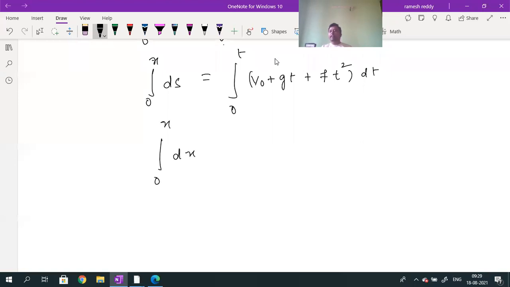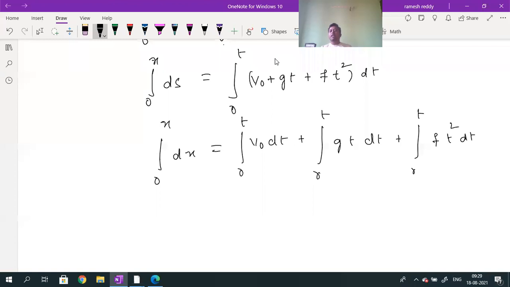Now can I divide here? So integration of 0 to t v naught into dt, plus integration of 0 to t g t into dt, plus integration of 0 to t f into t square into dt. You know this formula, integration of u plus v into dt formula. So that I apply. Then what will I get as the answer here?